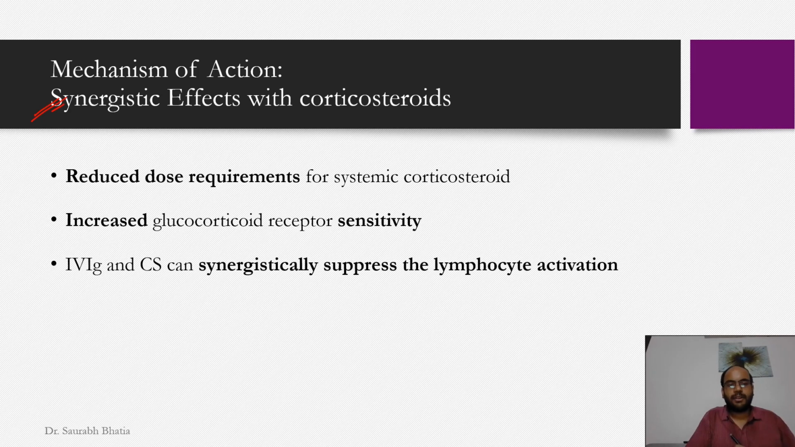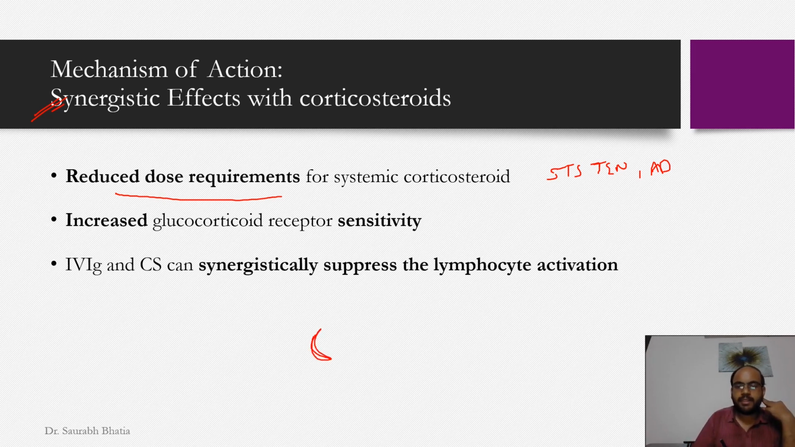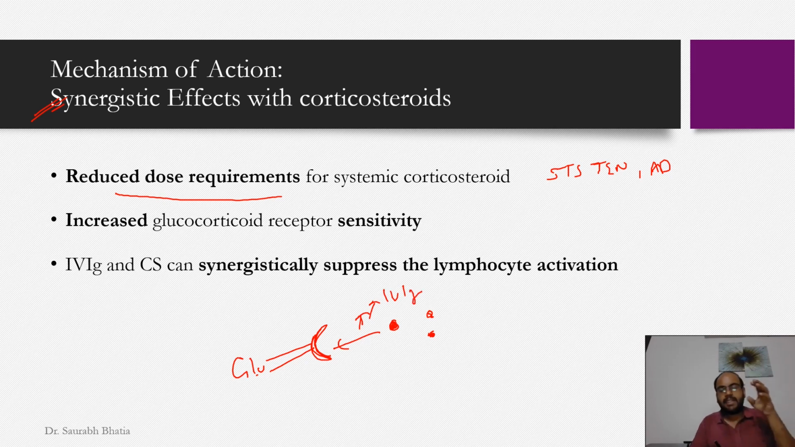Synergistic effect with corticosteroids. It has been shown in multiple studies that use of IVIg reduces dose requirement for systemic steroids. Mainly you see this in SJS-TEN or you see it in atopic dermatitis. It increases the glucocorticoid receptor sensitivity. So the receptor, this is the glucocorticoid receptor, let's say GLU, and this is the normal endogenous steroids or exogenous steroids if you're treating a patient, and this sensitivity is increased via IVIg. Okay, and that is how the receptor is more sensitive to steroids, and the action of steroids is potentiated or increased in the presence of IVIg.